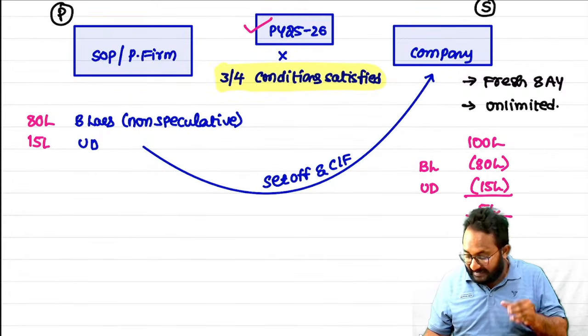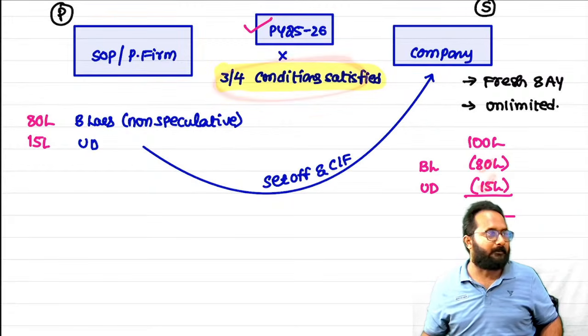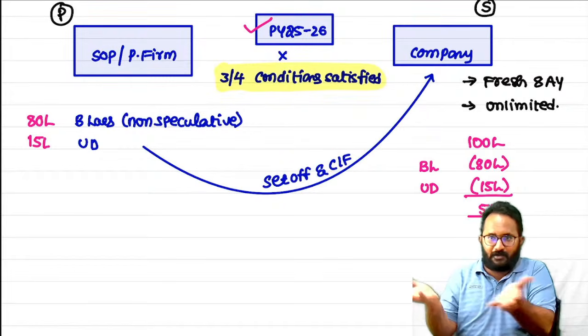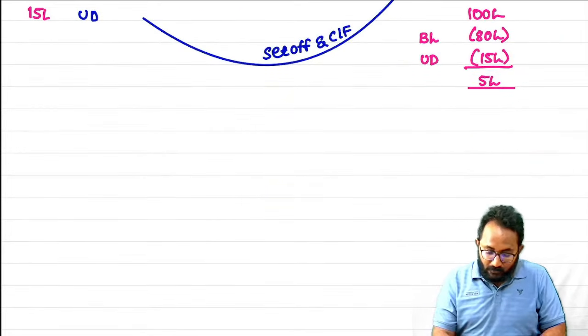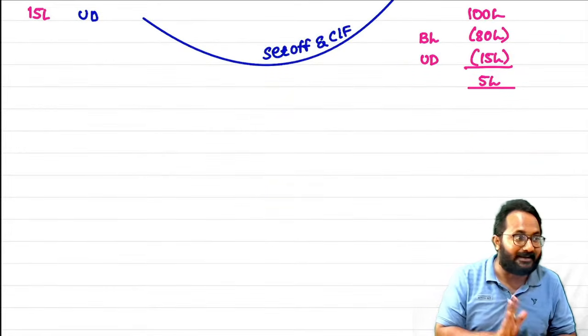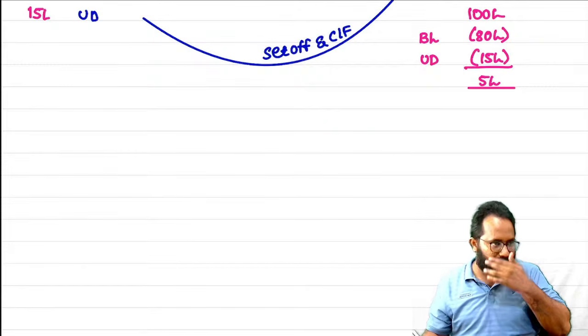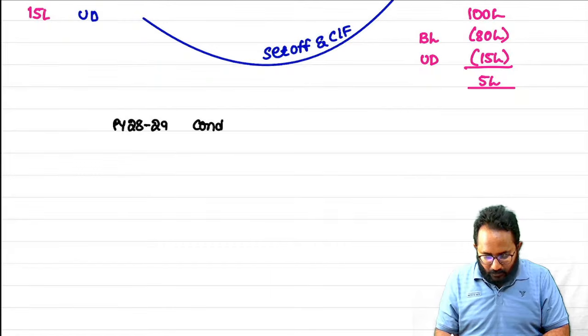Now this condition is satisfied. That's why you are doing the set off, and what about carry forward? Set off is totally over, no need to carry forward. Every loss you are enjoying in year 1 only. Now in future, if conditions are violated, what is that position? Future means, we will take the previous year 28-29 when conditions are violated.